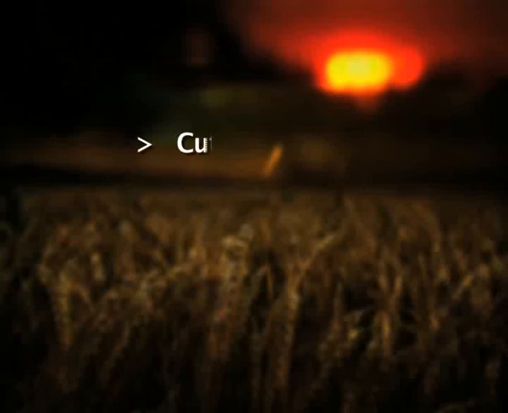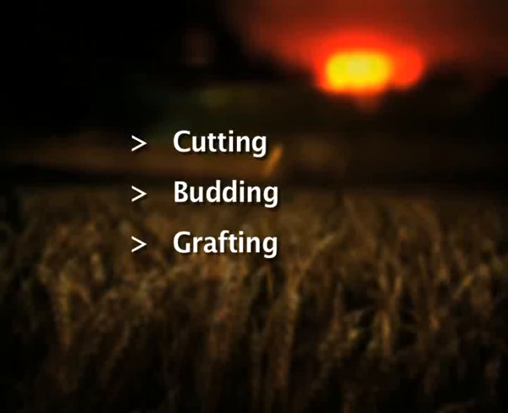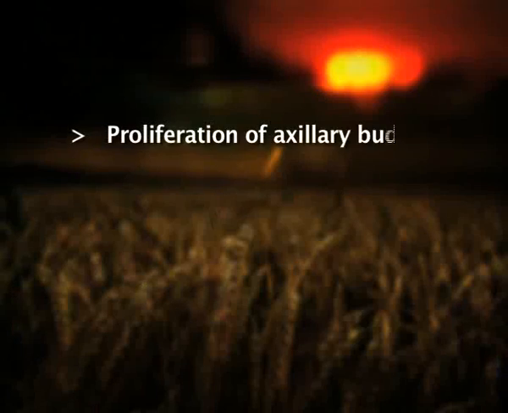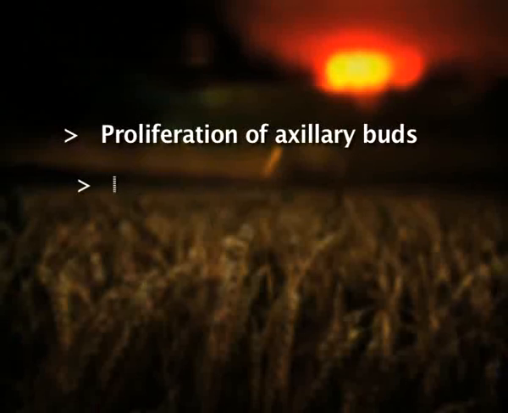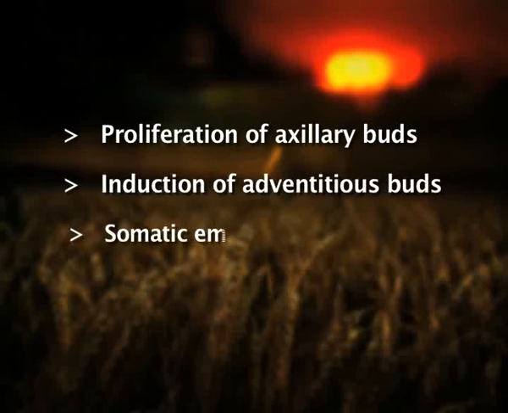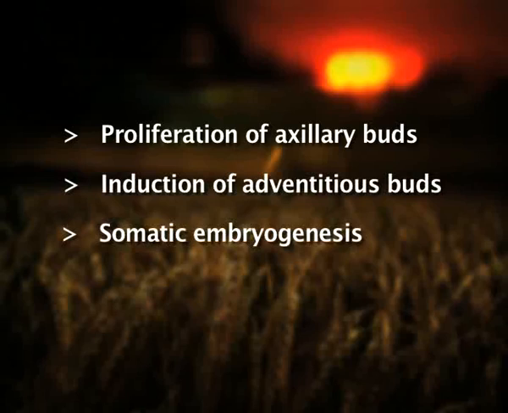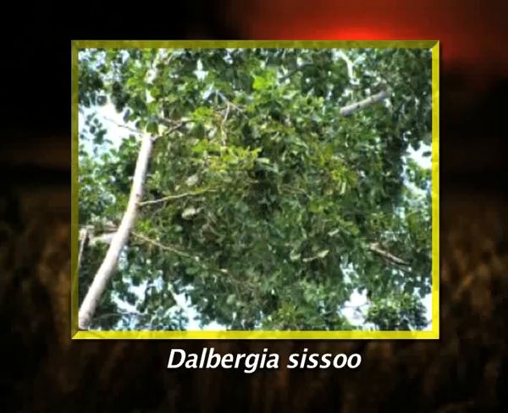Generally, vegetative reproduction is achieved by cutting, budding, grafting, etc. to produce genetically similar progeny. However, rapid clonal propagation of plants can also be achieved by tissue culture techniques such as proliferation of axillary buds, induction of adventitious buds, and somatic embryogenesis. This is called micropropagation.